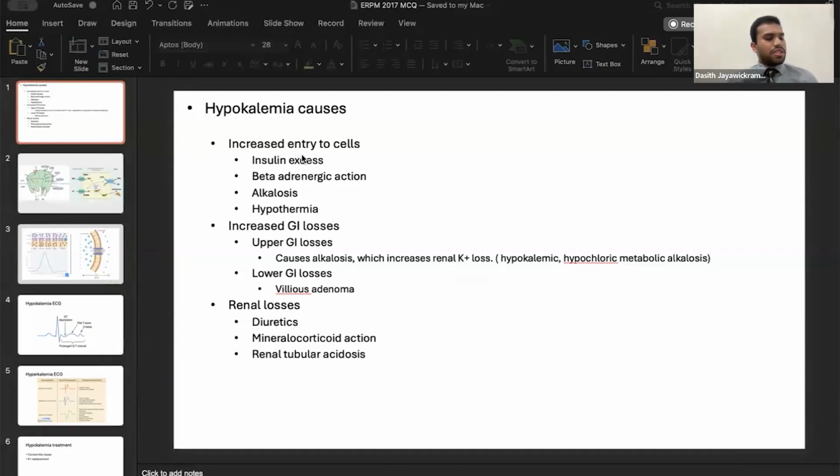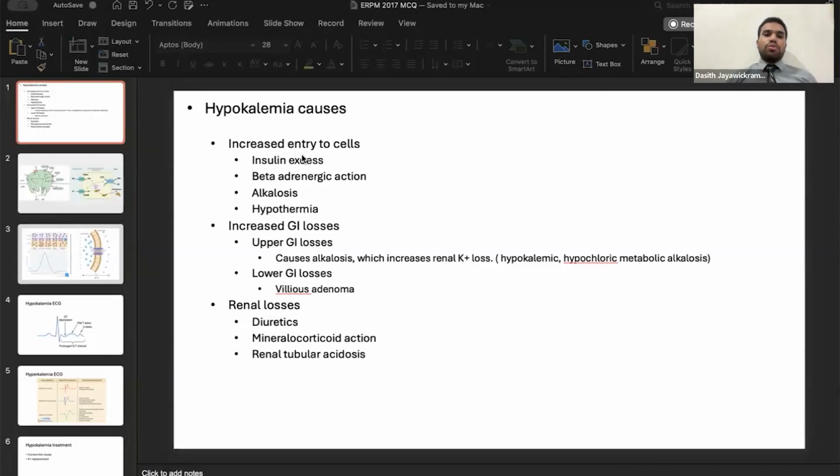Deficiency in potassium levels in our body. So what they're asking is basically hypokalemia, features of hypokalemia. In order to discuss what the features of hypokalemia are, we should understand what the causes for hypokalemia are, and what the physiology behind it is.